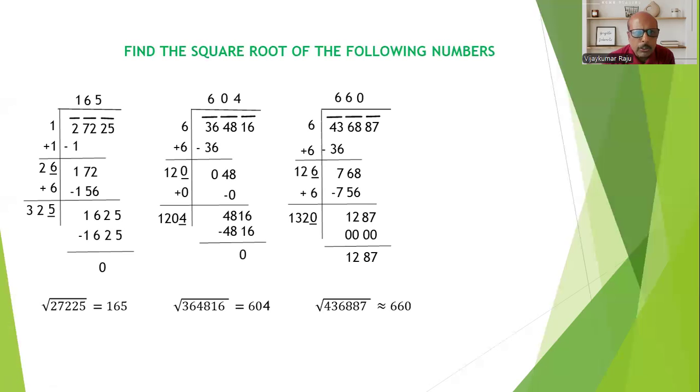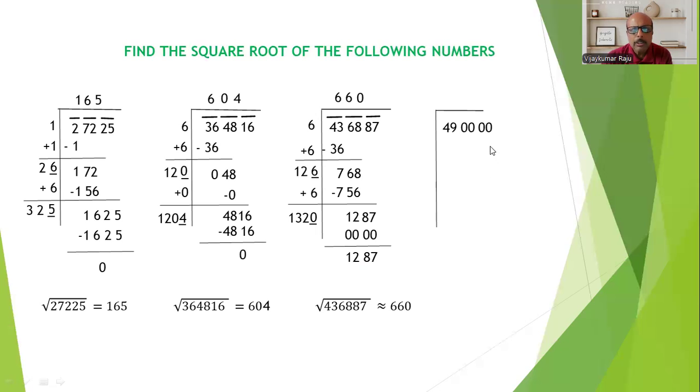So how far should you continue? Till you get the last pair down. Till you bring the last pair down, you should continue your division. As the last pair comes down and you get a remainder, then stop at that stage and say it's approximately. Okay. Clear? You should know that. Why did we stop here? That's all.